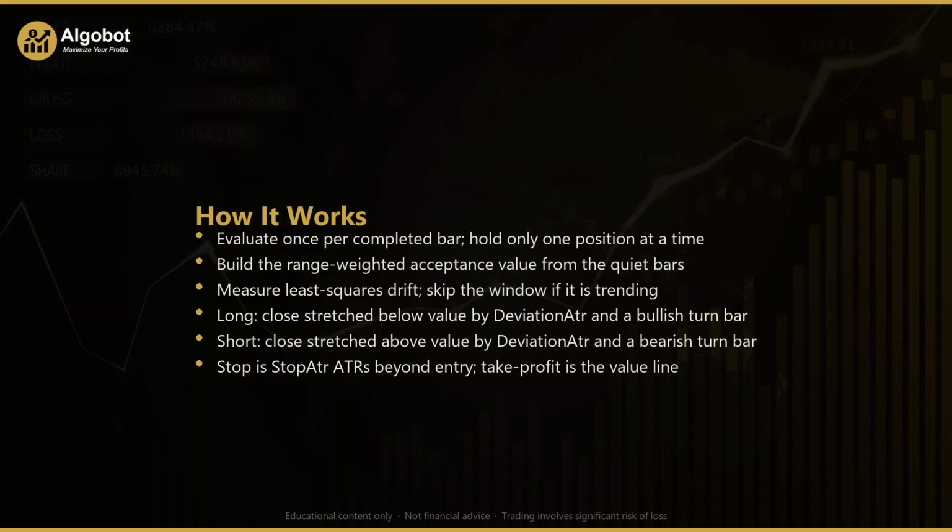Now the gates. The strategy multiplies drift by the window length and compares it to the flat drift setting, 1.5 ATRs by default. If the window is drifting more than that, it's trending, and the EA does nothing. This is the balance filter.